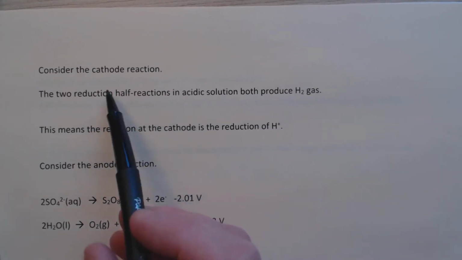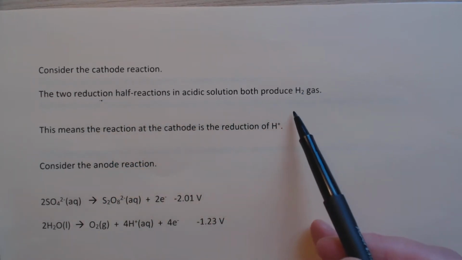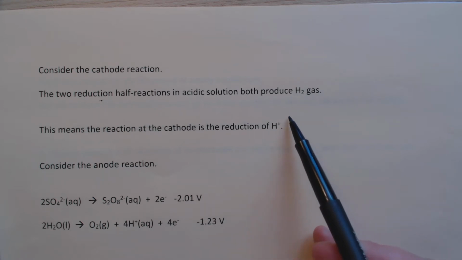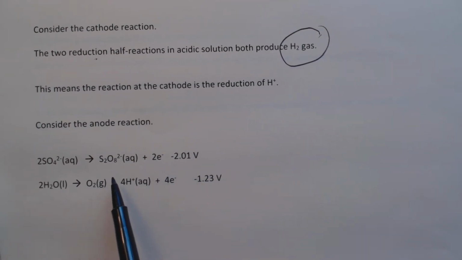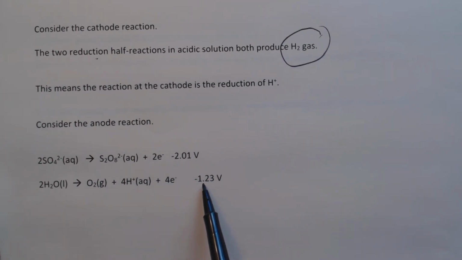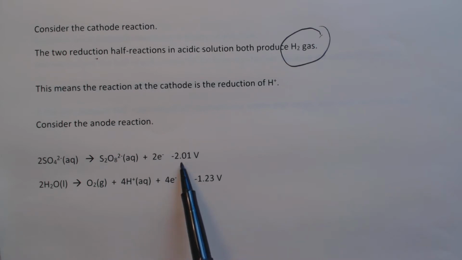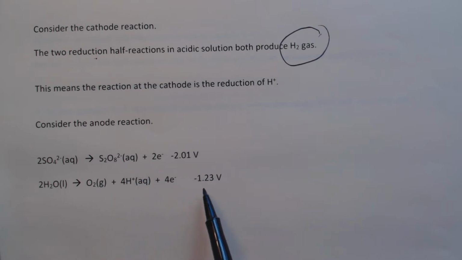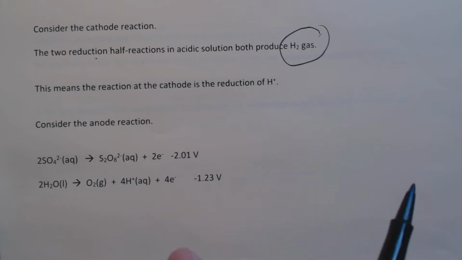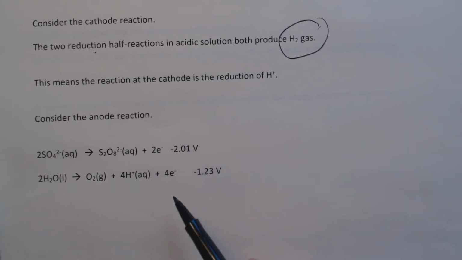So, like I said, the 2 reduction half reactions produce H2 from H plus. So this is the only thing that happens at the cathode. At the anode, we have these 2 reactions, and you can see that this one has a lower negative voltage than this. Now remember, a negative means that neither of these wants to occur. But if we put a voltage across, and that's what we're doing in electrolysis, we force the reaction to go, forcing it to be spontaneous. Neither of these is spontaneous, but notice this one is closer to being spontaneous than this one.